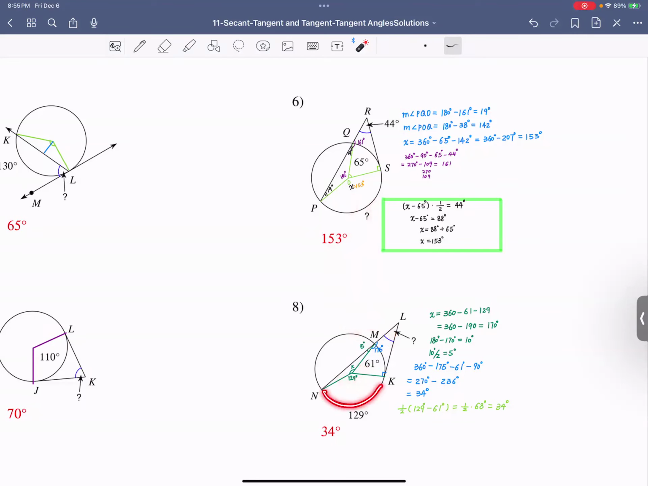That one minus that one, the difference divided by 2 is here. This 153 minus 65 is 44. So I double this one, which is 88, plus 65. That's his answer. These two are identical questions.